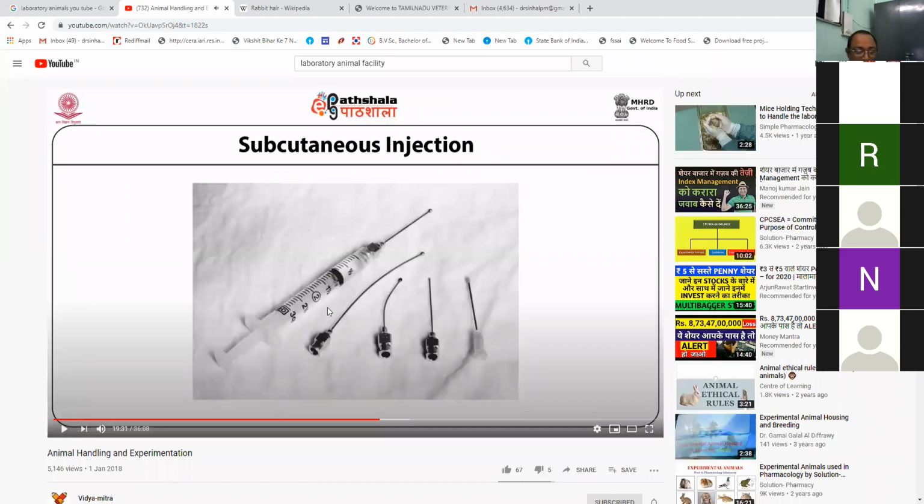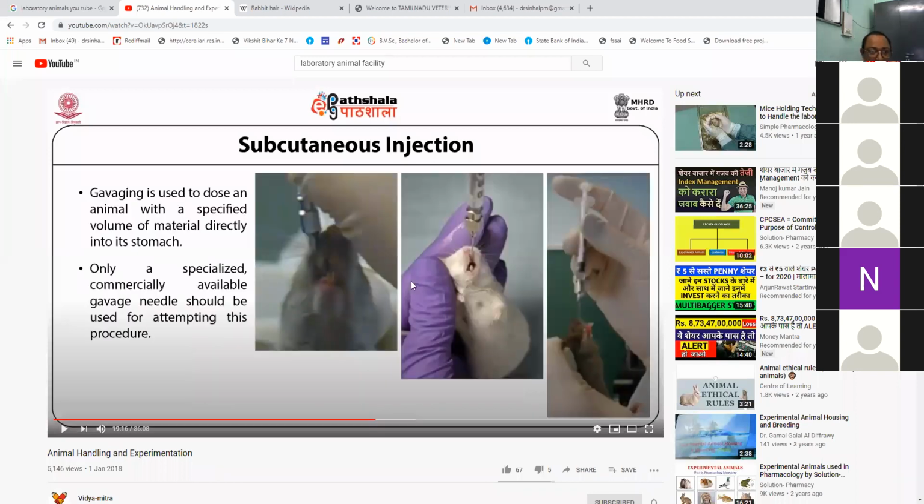Then what is gavaging? Hello? Is anybody listening? Hello. Yes, sir. What is gavaging? Sir, it is giving medicine directly to the stomach. Just look at the picture, see what they are doing.